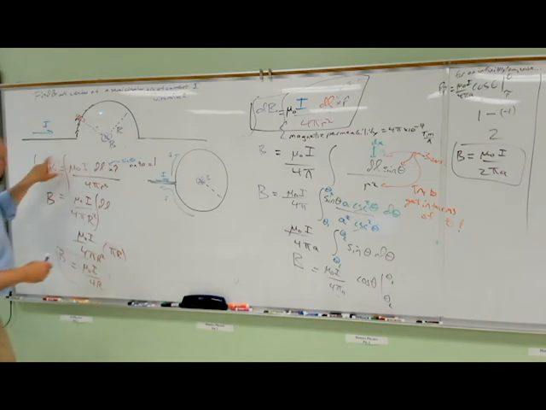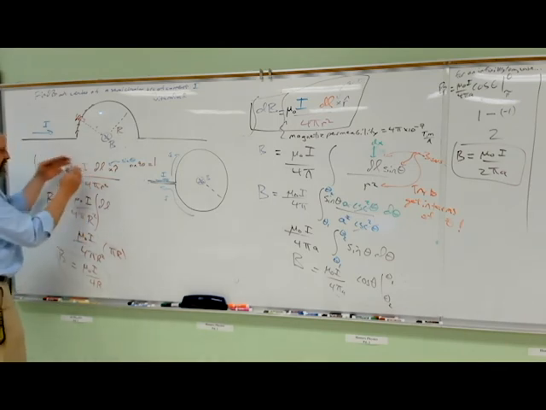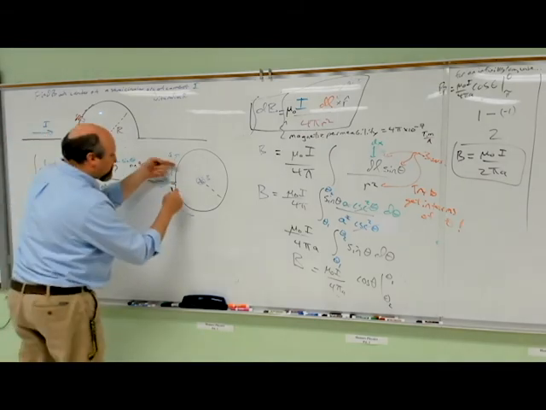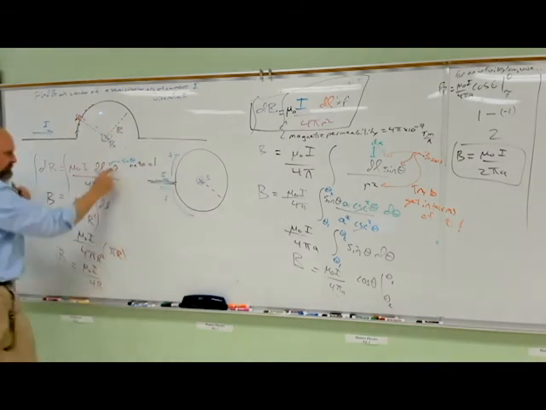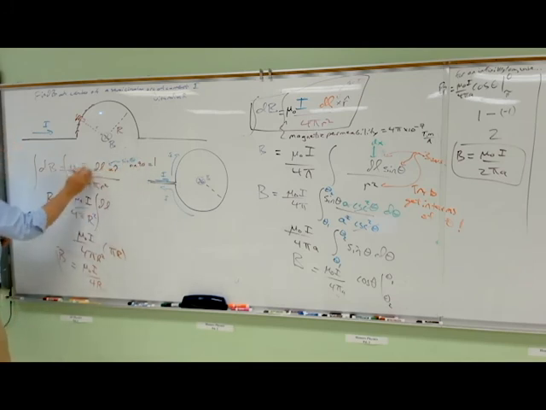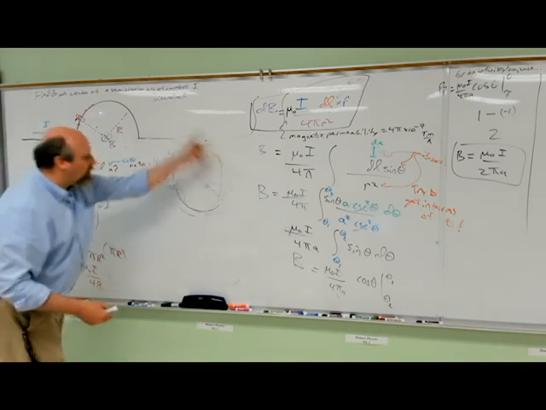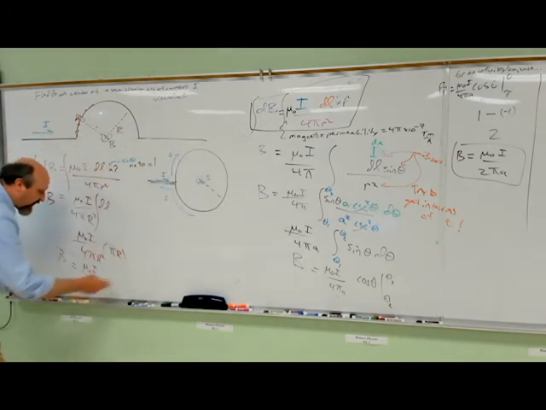Well, it's going to be the same derivation. Mu naught and I are still constants. For each little bit of the length, the r vector is going to be at a right angle to it, so it's going to be sine of 90, which is 1. It all pops out, except instead of pi r, I'm going all the way around the circle, so that would be 2 pi r.